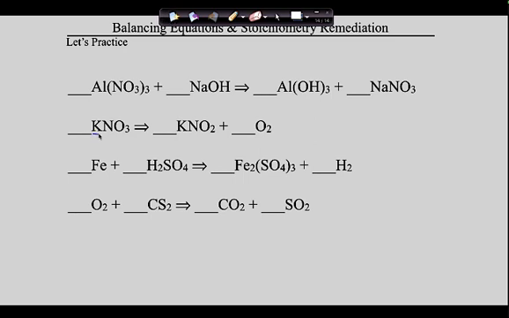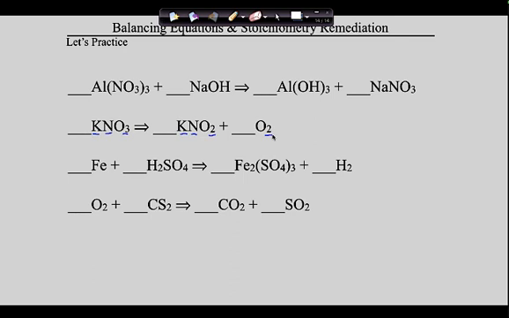So starting again, 1 potassium, 1 potassium, 1 nitrogen, 1 nitrogen. So we're doing great there. So now we're left with oxygens, and you'll notice that on the left we have 3 oxygens, and on the right we have 2 plus 2, which is of course 4.